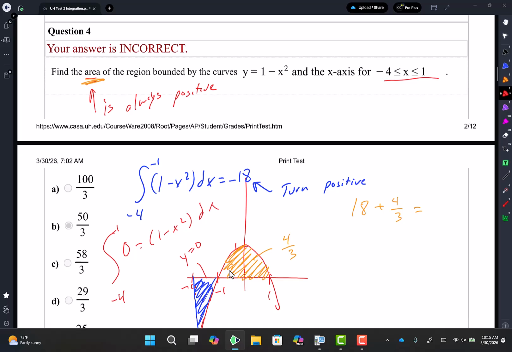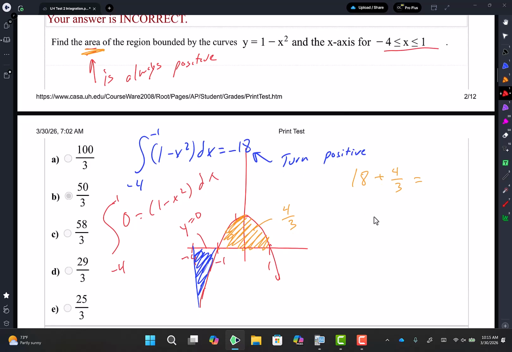Oh, I just like signed area. I mean, I could have. There is a hack, but I don't know if we're ready for the hack. What's 18 plus 4/3?